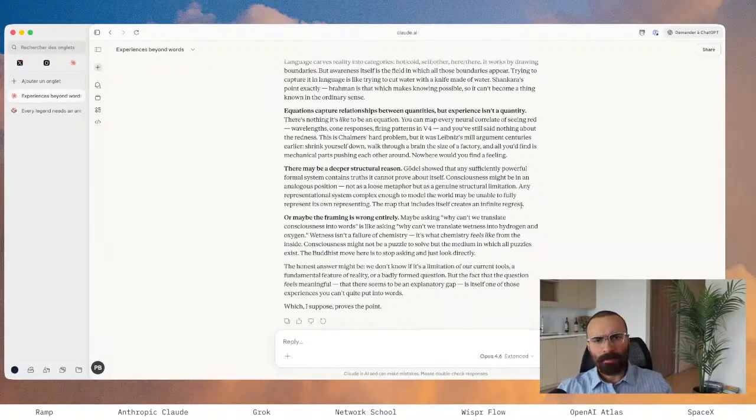Consciousness might not be a puzzle to solve, but the medium in which all puzzles exist. The Buddhist move here is to stop asking and just look directly. Why can't we translate wetness into hydrogen and oxygen? Wetness isn't a failure of chemistry. It's what chemistry feels like from the inside.